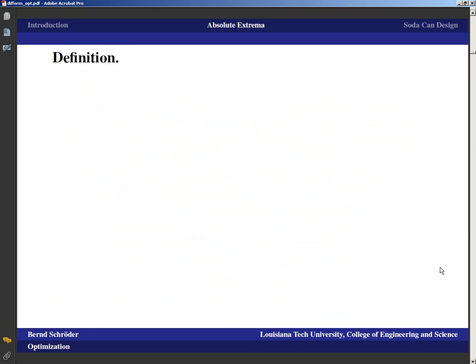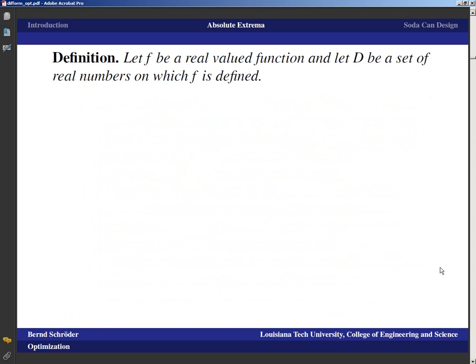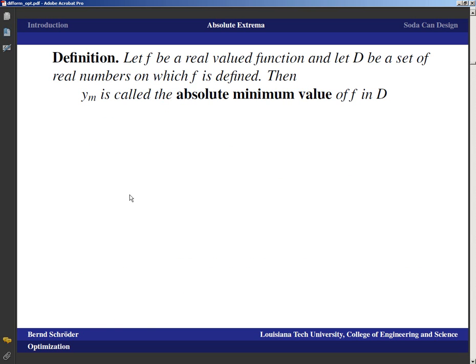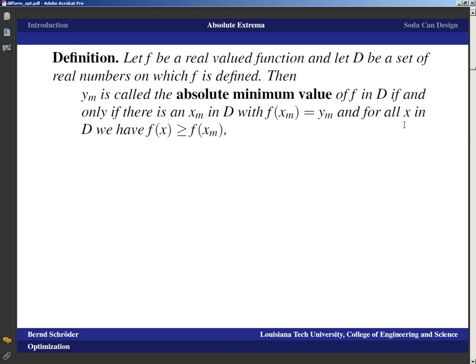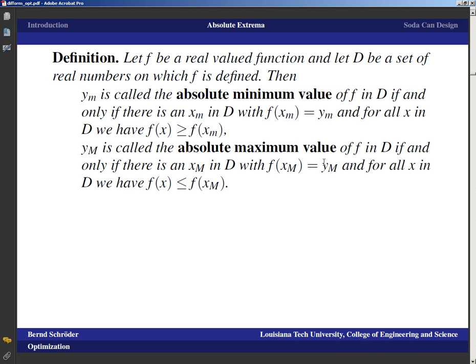Okay, so the abstract definition then, I think we've had that before, but we might as well recall it here. If you've got a function, and D is a set of real numbers on which the function is defined, then a number y_m is called the absolute minimum value of the function in that domain, if and only if there is first of all a place where that value is assumed, so f(x_m) has to be equal to y_m somewhere in the domain. And for all other values x in that domain, we have that the function gives you a value that is at least as large as the value f(x_m), which is this y_m, this absolute minimum value. Similarly, you can talk about absolute maximum values.